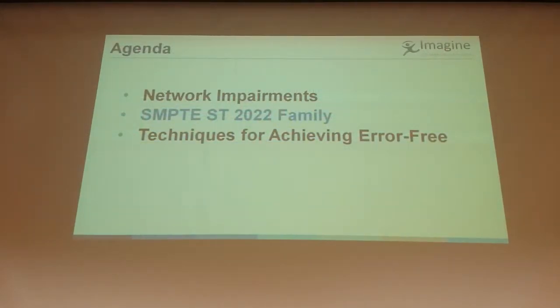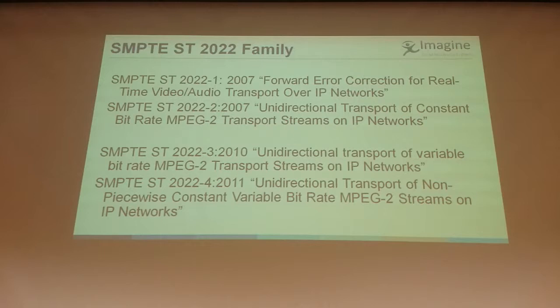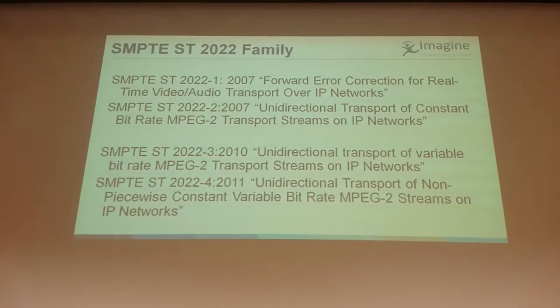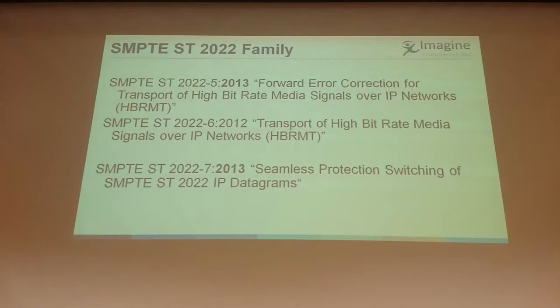Okay, so that's it on just a quick review on some impairments. So the 2022 family, just a quick little review here. We have a couple of older standards: 2022-1 and -2, which is for compressed video. So these have been around for a while, 2007. We have our newer versions, which are our -5 and -6.